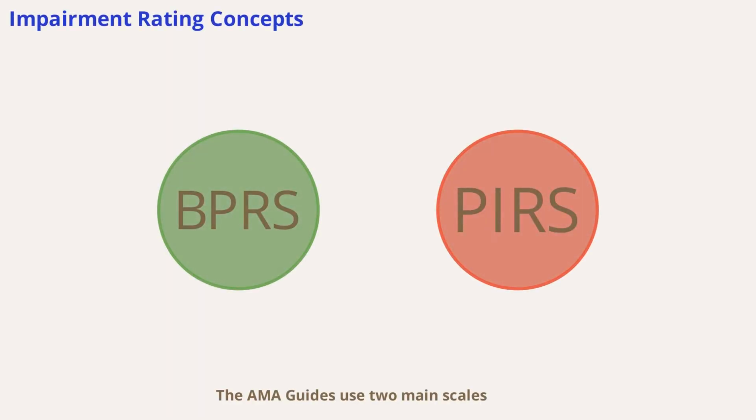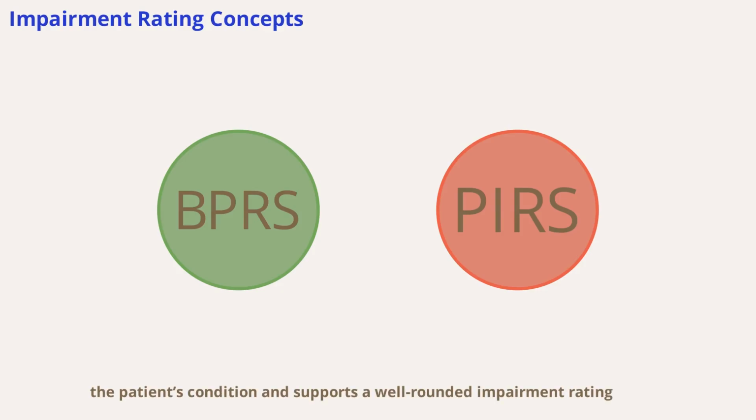AMA guides use two main scales to rate impairment from mental and behavioral disorders: the Brief Psychiatric Rating Scale, BPRS, and the Psychiatric Impairment Rating Scale, PIRS. The BPRS measures symptom severity, while the PIRS focuses on role function across 6 domains. Using both scales provides a comprehensive view of the patient's condition and supports a well-rounded impairment rating.